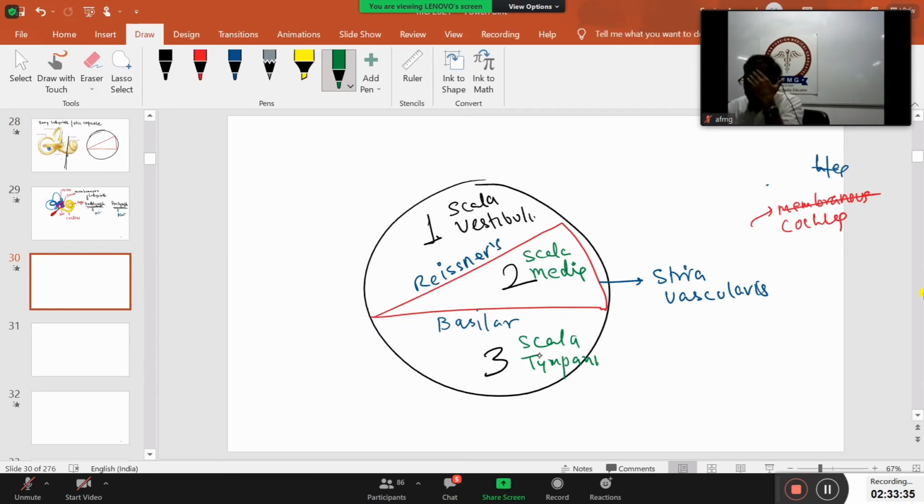Now tell me, which compartment will have perilymph, which compartment will have endolymph? Perilymph, vestibuli and tympani. And endolymph, media. So this will have potassium ion, this will have sodium ion, and this will also have sodium ion, isn't it? So that's logical. But the most important thing to remember are the three membranes and the three compartments.